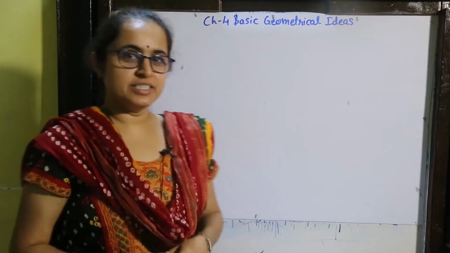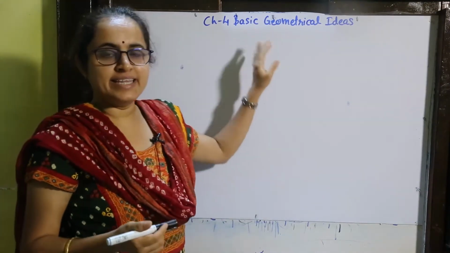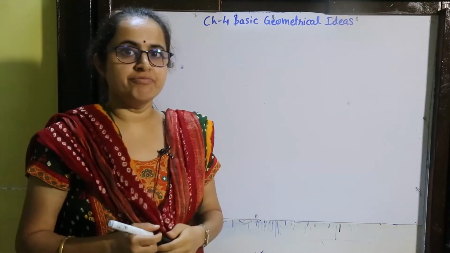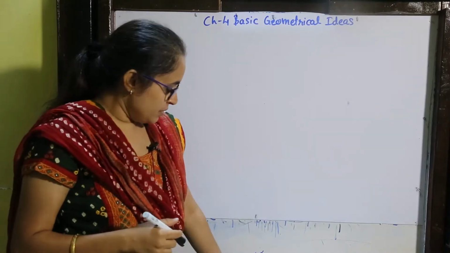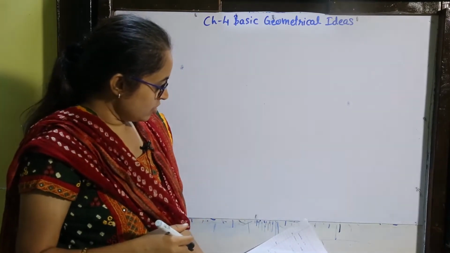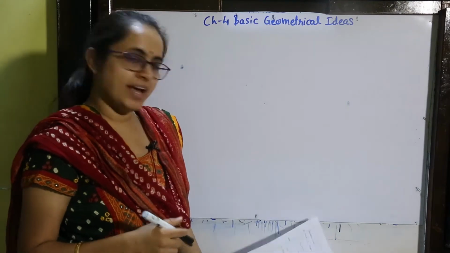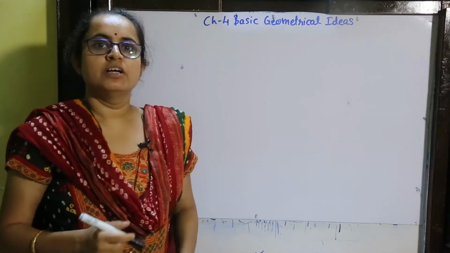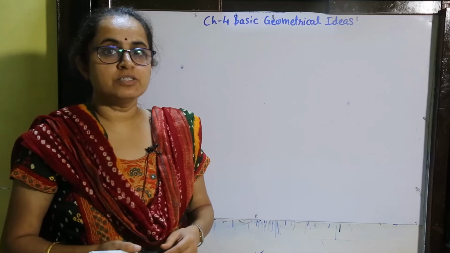Good afternoon students. Chapter number 4, in that we have already studied up to 4.5. This time we will start with 4.5. Yes, we have finished up to 4.5. Now we will start with the properties of triangle.